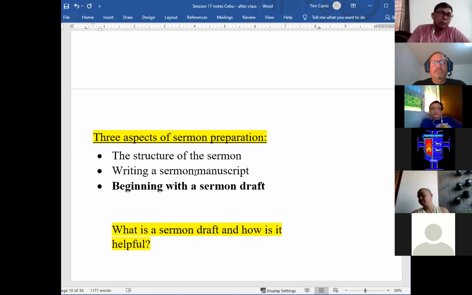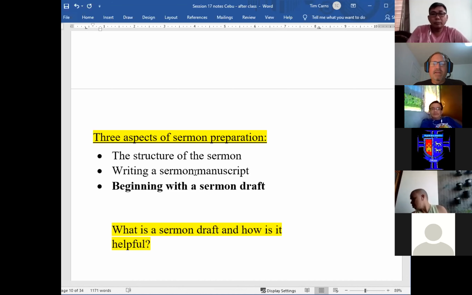Well, let me just give you a few suggestions. Again, these aren't commands. They're not biblical mandates, but just some suggestions to consider. And then I'd like to hear from you if you have some ideas as well. But before writing out a full manuscript, I have found it helpful to write out what I call a sermon draft.